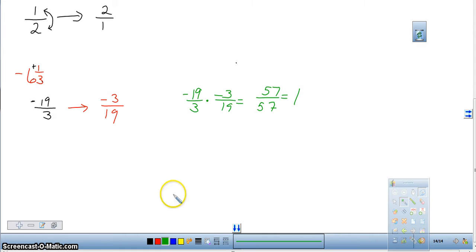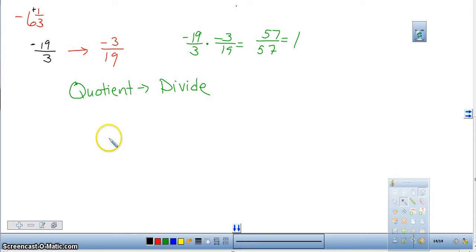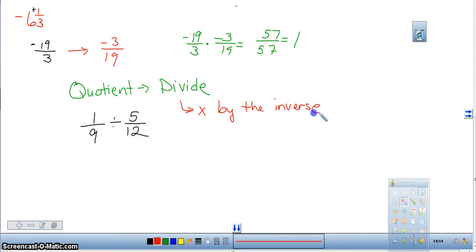So now, if I want to divide fractions, when we divide, we find something called a quotient. So if you see this word quotient, remember that means divide. When I divide fractions, I have, let's say, 1/9 divided by 5/12. Basically the rule is to multiply by the inverse, or the reciprocal. So I keep 1 over 9.